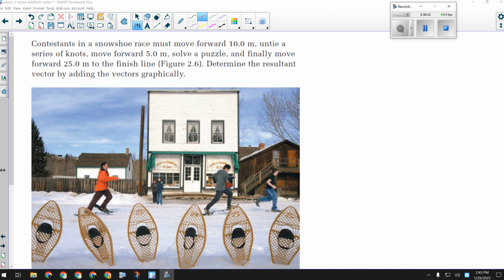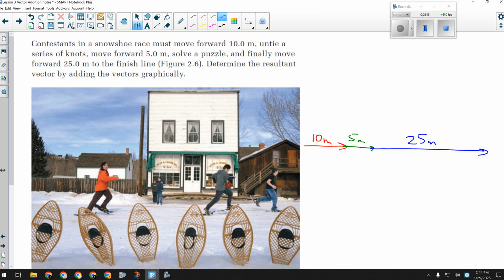So if I'm drawing the vector diagram for this one, I would first draw a 10-meter vector. I would draw a 5-meter vector, it's about half as long, and then a 25-meter vector. I didn't measure those, but they're at least approximately to scale. Like I said, it doesn't have to be exact. As long as it's representative, you're fine.